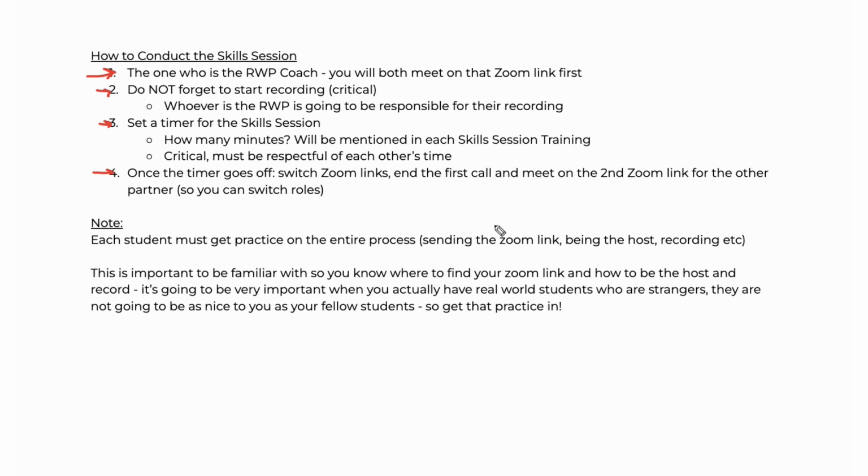Okay. So you're going to meet on the other partner's Zoom link. You're switching roles, so that way the other person can practice being an RWP coach. Note, each student must get practice on the entire process, aka sending the Zoom link, being the host, recording, because this is very important for you to be familiar with. Hey, where do I even find my Zoom link? How do I start a Zoom meeting? How do I be the host? How do I get it to record?